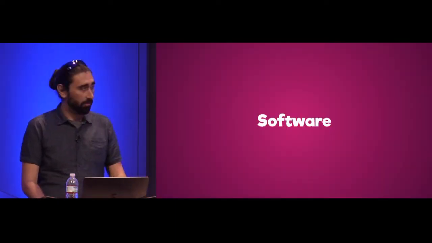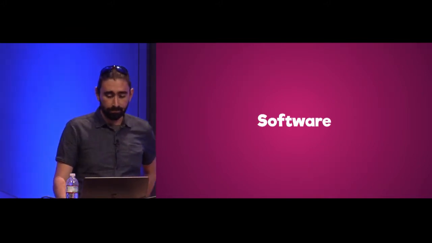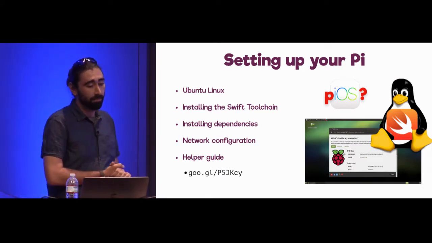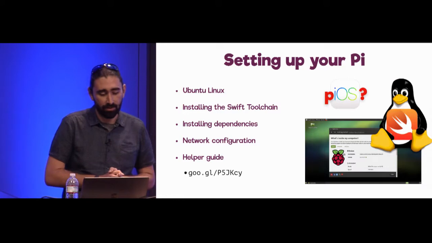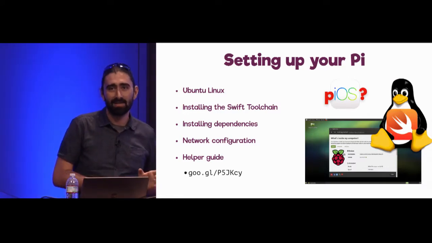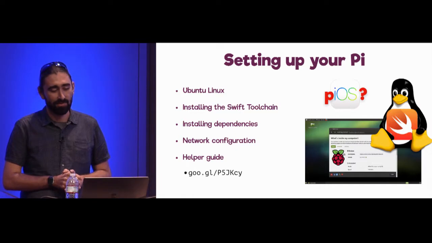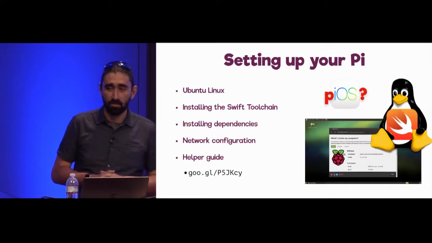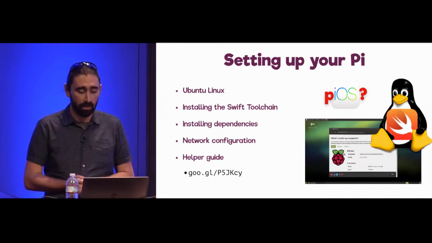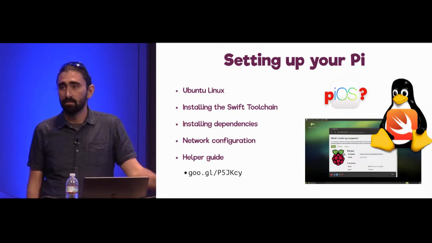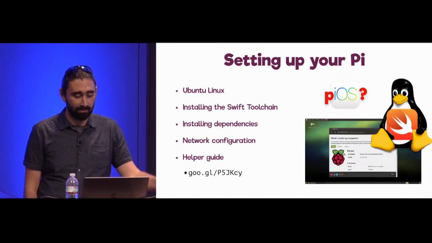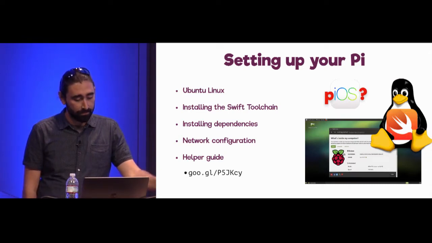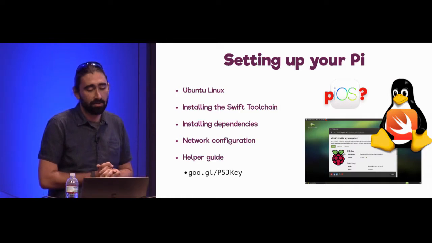Let's move on to the software. So we bought our Raspberry Pi. There's still a little bit of setup that we need to do. Sadly, this isn't quite as turnkey as iOS, which is famously simple. We have to install a version of Linux. We have to install the open source Swift toolchain, which, as an aside, it's amazing that Swift works on Linux. That enables this entire project. Major props. There's a few dependencies here and there that you need to install.